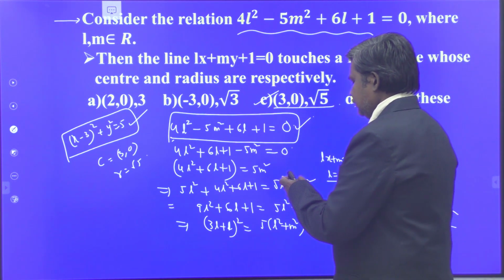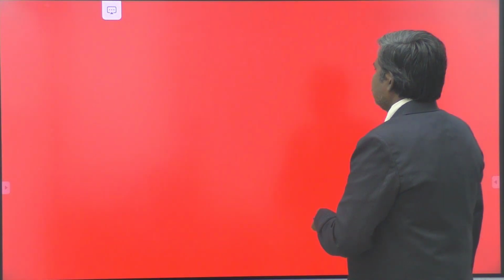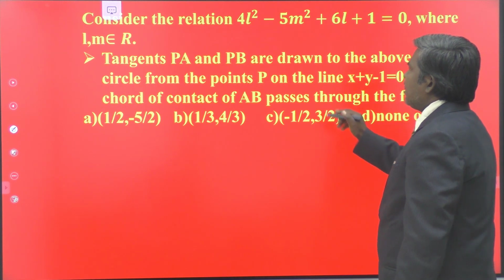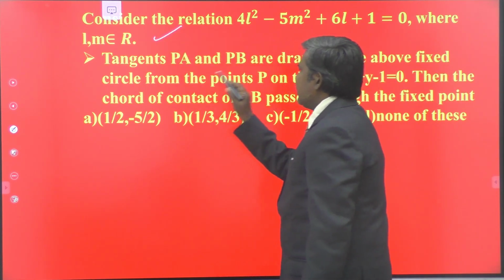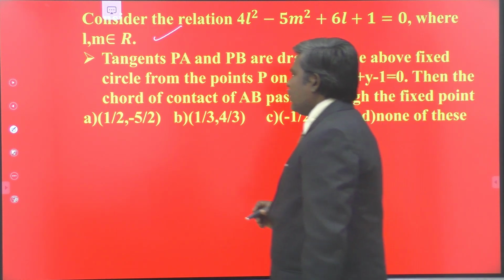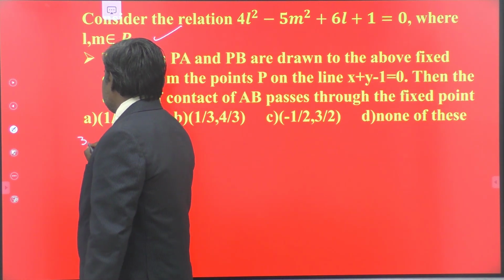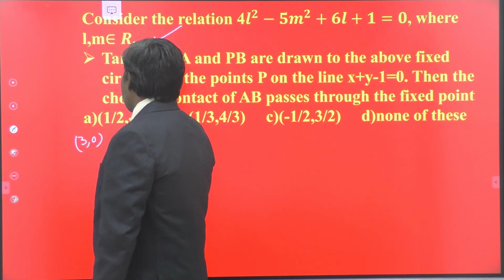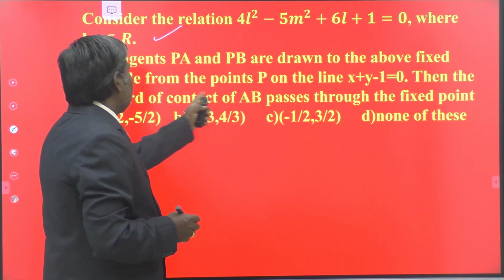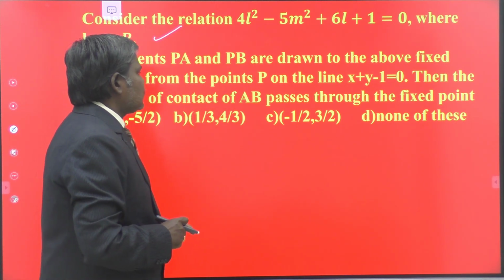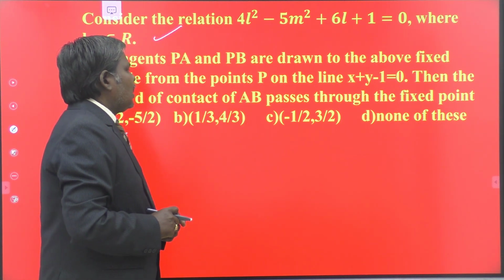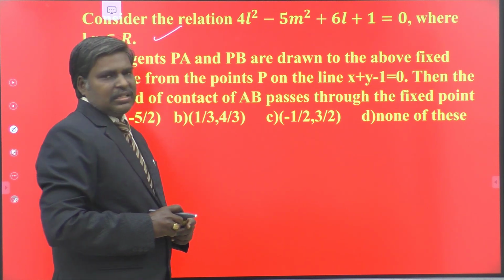Understand? So the next question is related to the same paragraph. What are they asking? Tangents PA and PB are drawn to the above fixed circle. What is your circle? Center is at (3, 0), radius is root 5. This is the circle. Tangents PA and PB are drawn to the above fixed circle from the point P on the line x plus y minus 1 equal to 0. Then the chord of contact AB always passes through a fixed point, what are they asking.